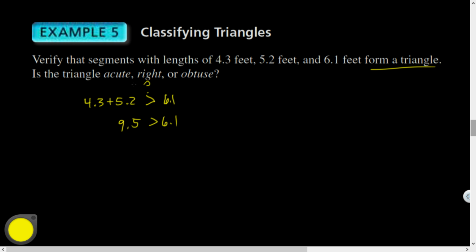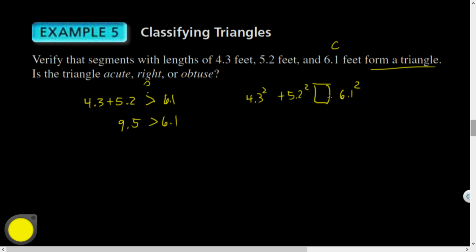And now the question is, is it acute, right, or obtuse? So this is my hypothetical hypotenuse. Let's find out. So 4.3 squared plus 5.2 squared, is that equal? Or actually, we don't know what it is, I'll just put a box here. I'm going to check for equality, less than, or greater than 6.1 squared.